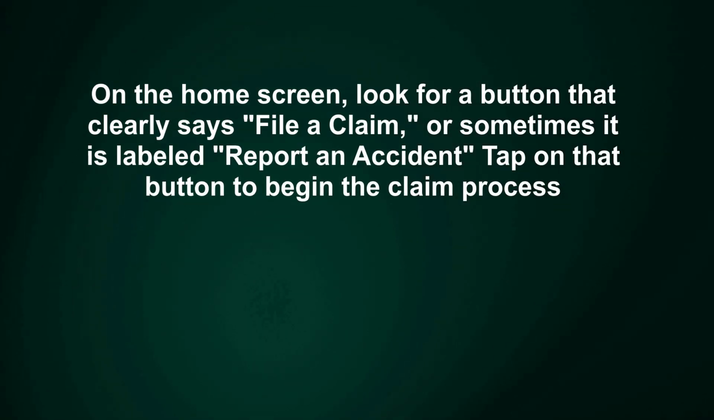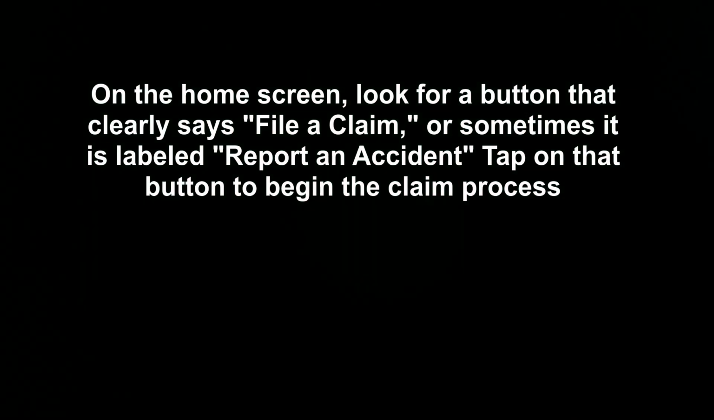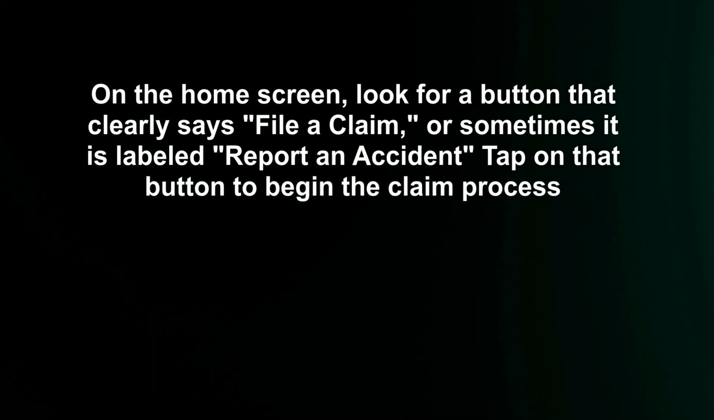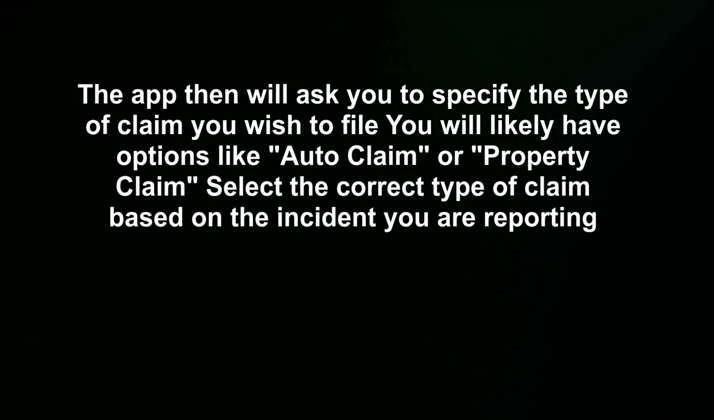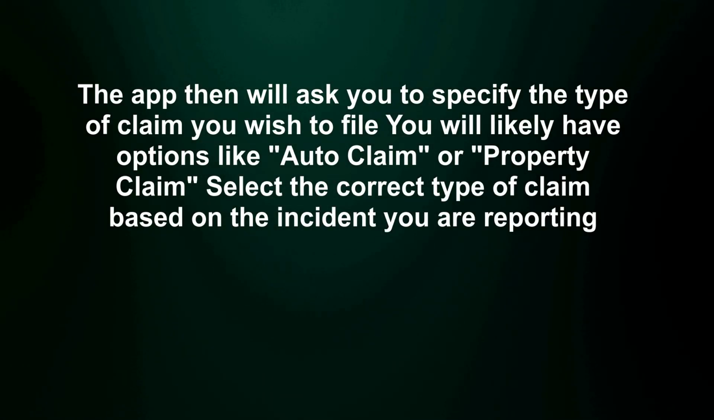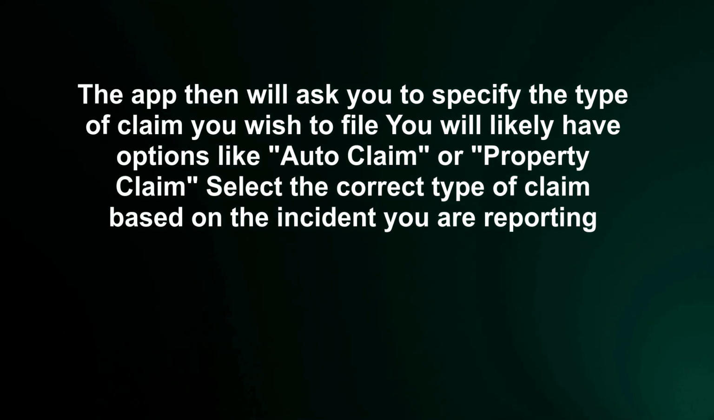On the home screen, look for a button that clearly says File a Claim, though sometimes it is labeled Report an Accident. Tap on that button to begin the claim process. The app then will ask you to specify the type of claim you wish to file. You will likely have options like auto claim or property claim. Select the correct type of claim based on the incident you are reporting.